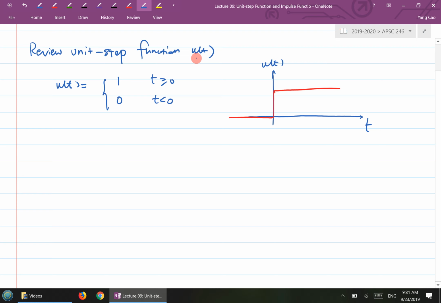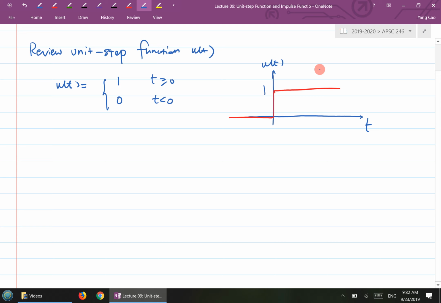In general, u of t could be anything else, but for this class it will be the unit step function. Its definition is: it is 0 when t is less than 0, and is 1 when t is greater than or equal to 0. That's the unit step. Graphically, you have 0 until t equals 0, and then there's a jump, a step change, until it reaches 1, and then it continues to the right as a constant 1. That's what u of t is.